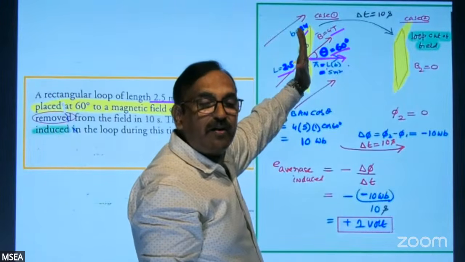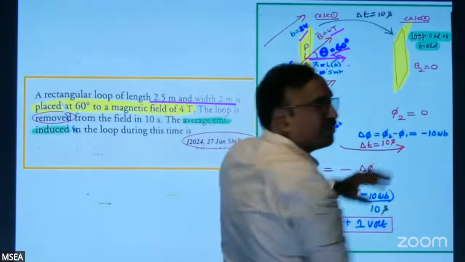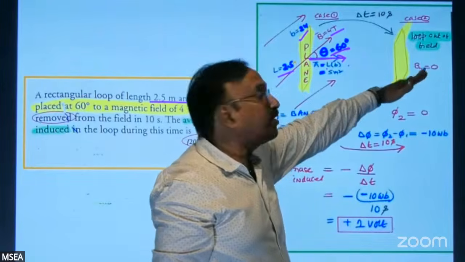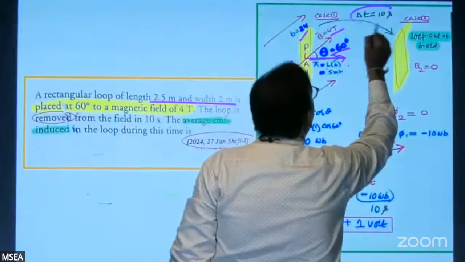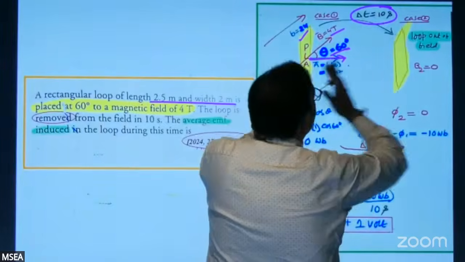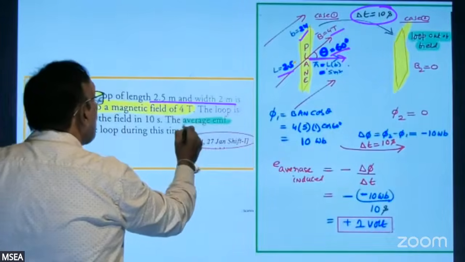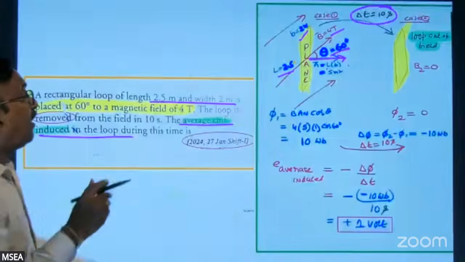This particular rectangular plate is initially in the magnetic field. Now it is taken out of the field. It is initially inside the field, then you are taking it out. How much time have you taken to take it out? 10 seconds. In 10 seconds, it is made to come out of the field. Now, I want to know how much average EMF is induced in the loop.